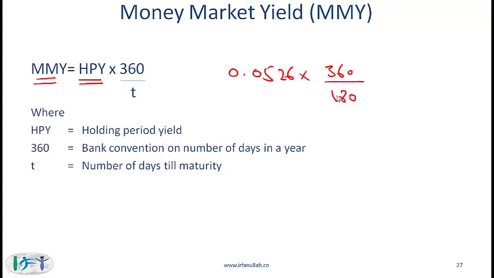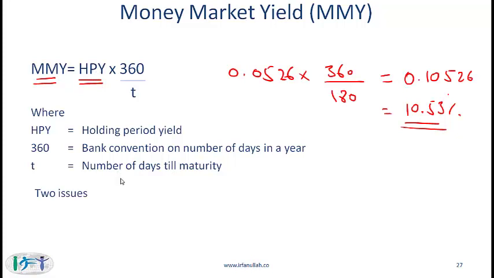Let's say it is a 6-month instrument, so that becomes 2. The money market yield then is 10.53%. Notice that the money market yield is greater than the bank discount yield, and that is because we are using holding period yield where we divide interest by the initial investment.